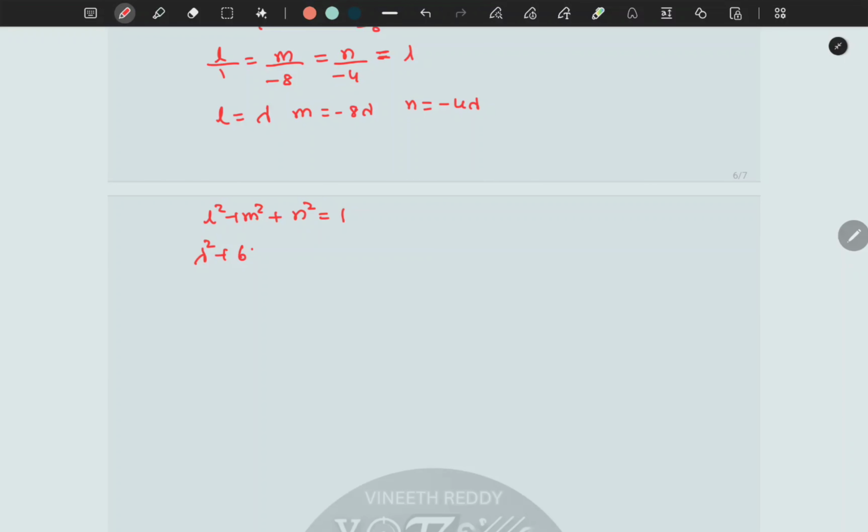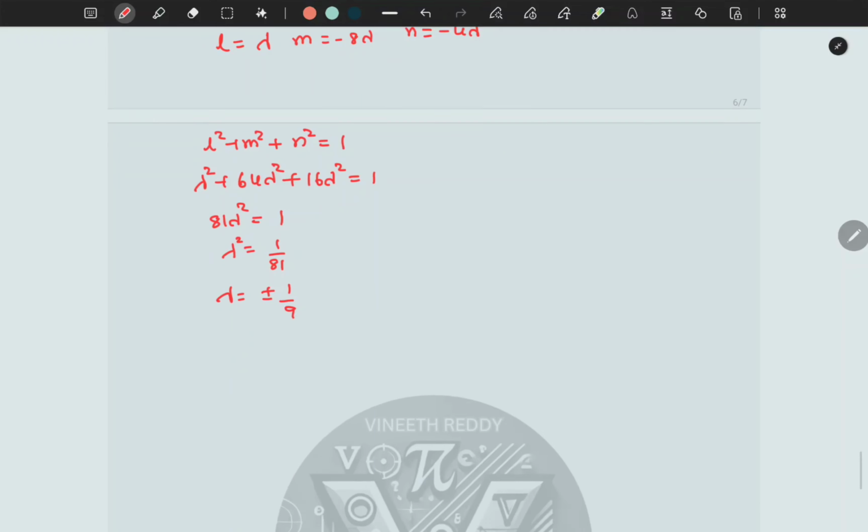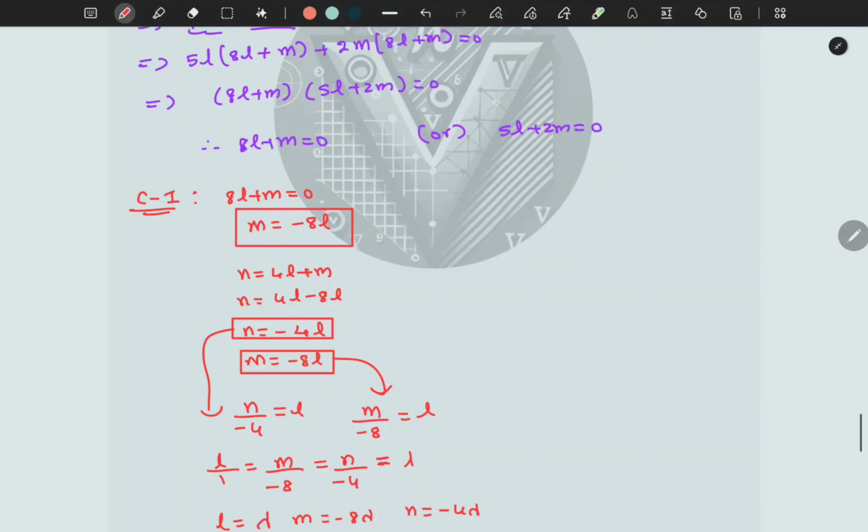So we get λ² + 64λ² + 16λ² = 1. 64 plus 16 is 80, 80 plus 1 is 81. So we have 81λ² = 1, and λ² = 1/81. Lambda will be plus or minus 1 by 9. We can take any value here, it doesn't matter, so we will take λ = 1/9. That's fine. Now what is case 2?